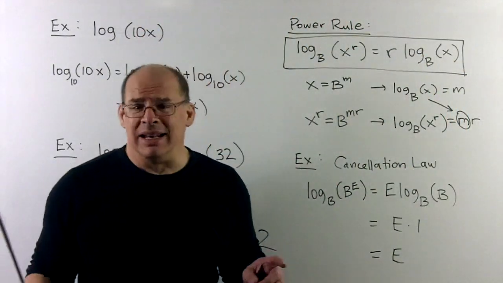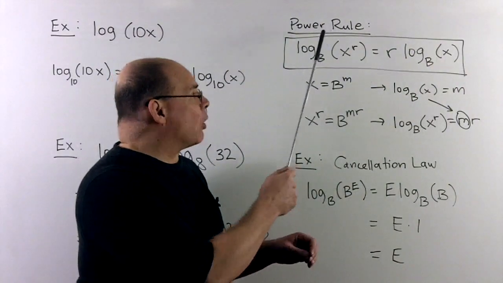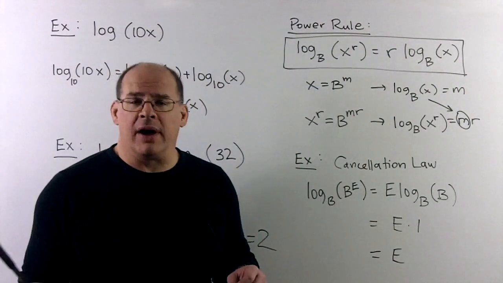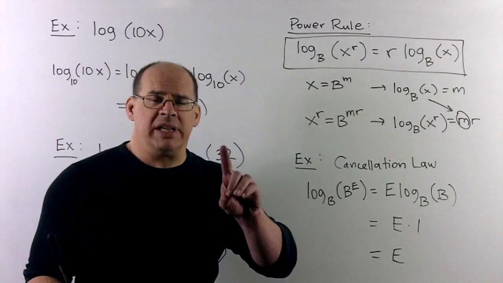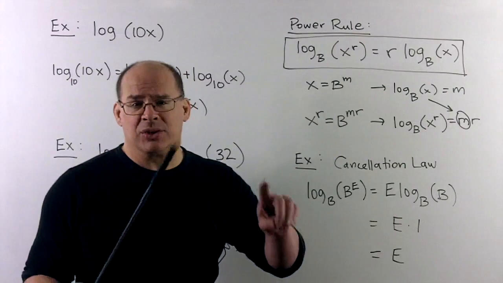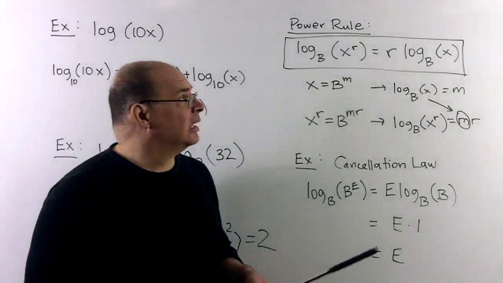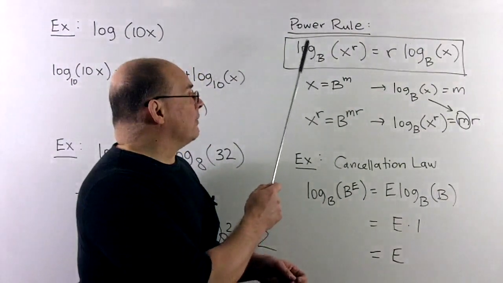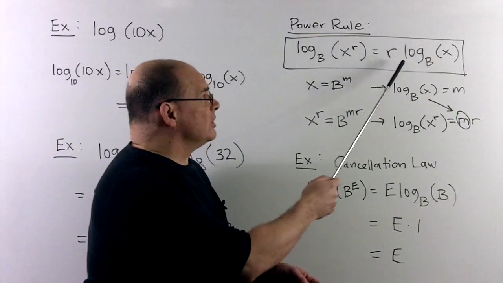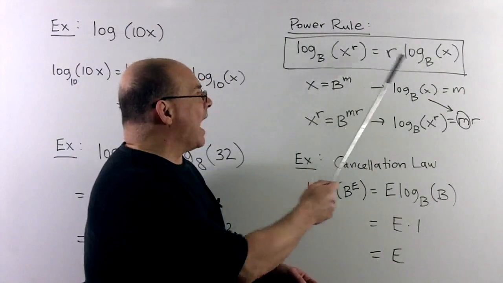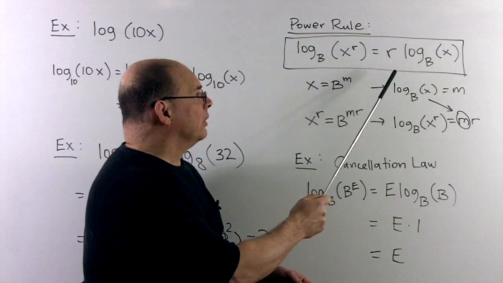Now, next rule, we have the power rule. So remember, if I have b to the m to the nth power, we'll just take b to the m times n. So it's like we lose the parentheses. This says if we have log to the base b of x to the rth power, what I'll do is just take the r and move it out in front of the logarithm.